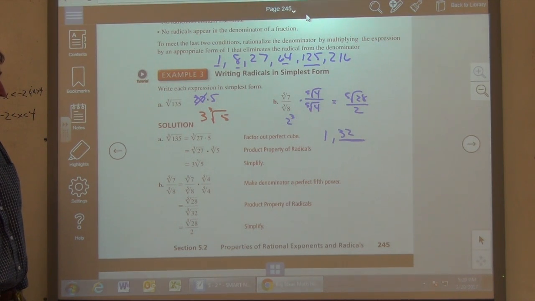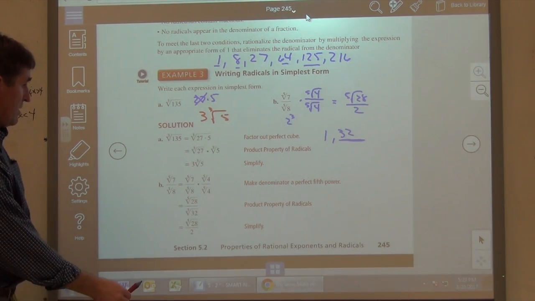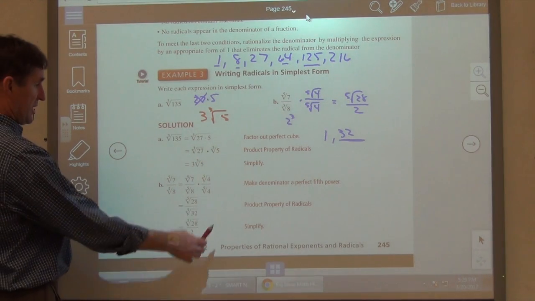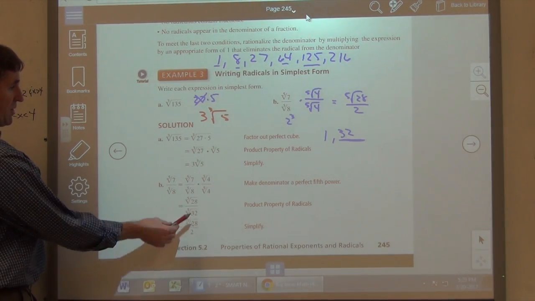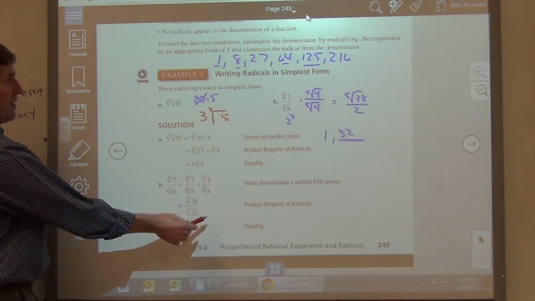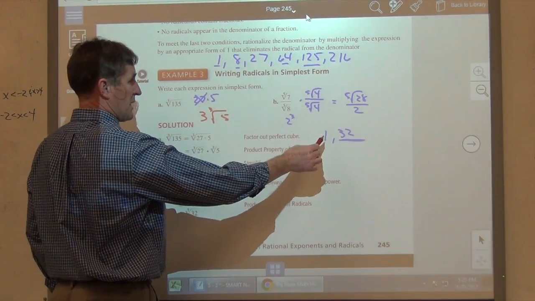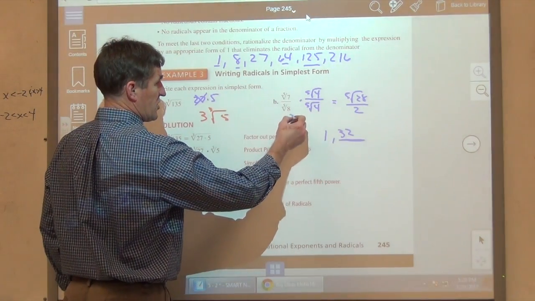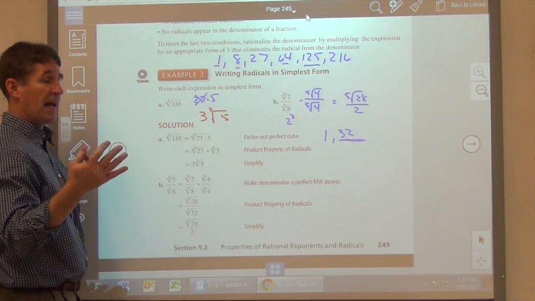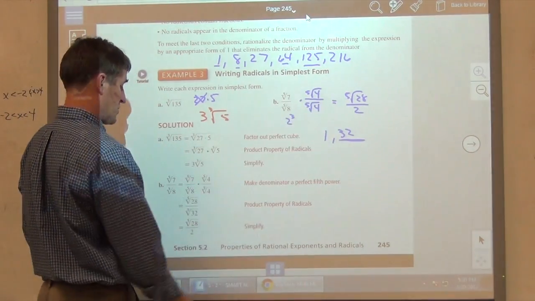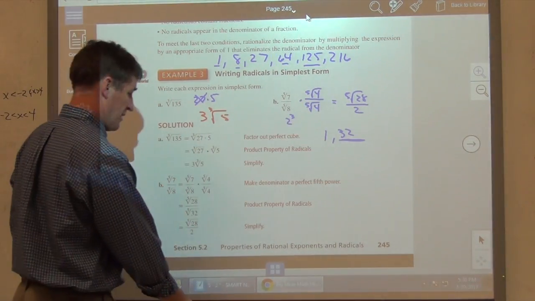So let's see, yeah, the book did the same exact thing. Okay, so they did the fifth root of 4. I just want you to understand where that came from. It's because this is 2 to the third, and I have to have 5 of them. So I need 2 more 2's, which is 4. So they did the same way.